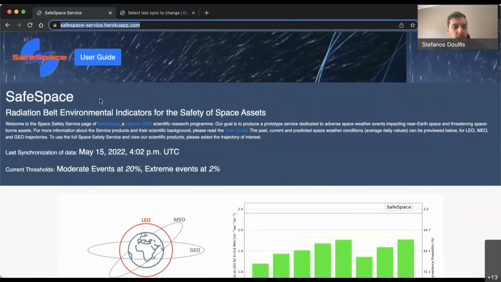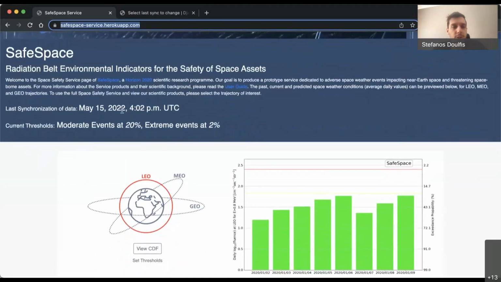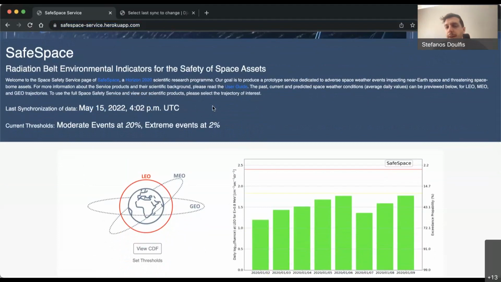Here on the top of the screen, there's a quick user guide that explains all of this in more detail and how to use the service. And there's also here this piece of information that says when the last update has been done and which data have been used to produce the bar charts and the CDFs.